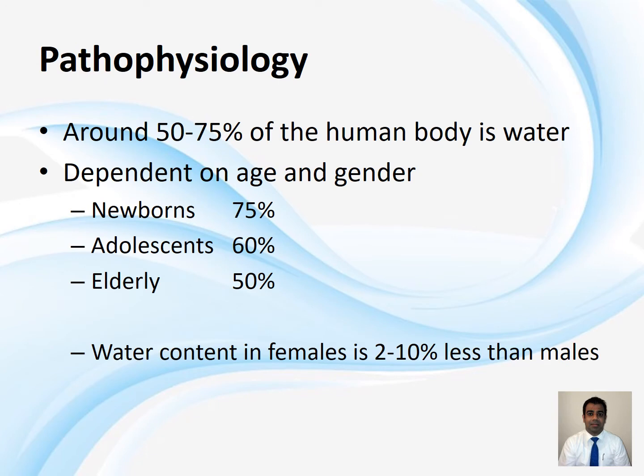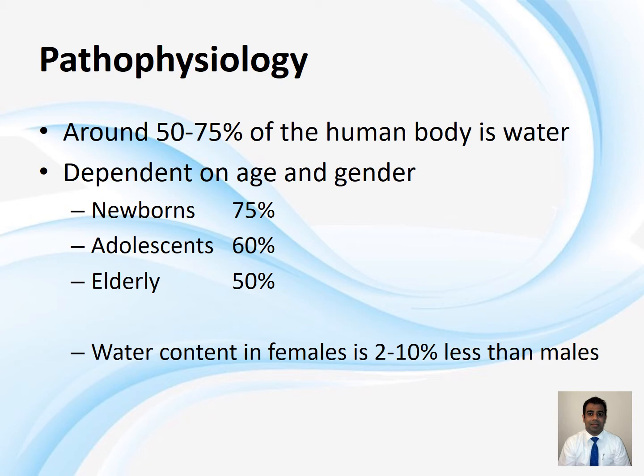Now, just to touch on pathophysiology, around 50 to 75% of the human body is water. I'm sure you know this from your physiology lectures. And what you need to remember is that the water content of the person is dependent on the age and the gender of the patient. Newborns, very small babies, tend to have much more water than an elderly patient. In a newborn, up to 75% of the body weight is thought to be composed of water. In adolescents, it's somewhere in between, around 60%, and the water content in elderly is lower at around 50%.